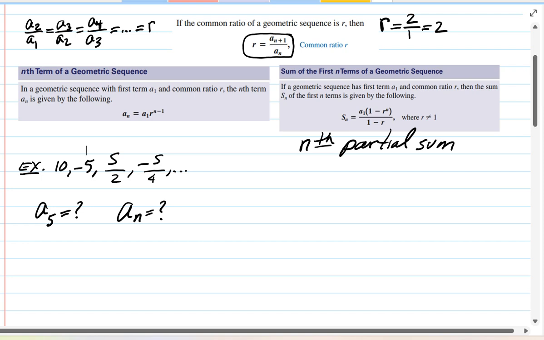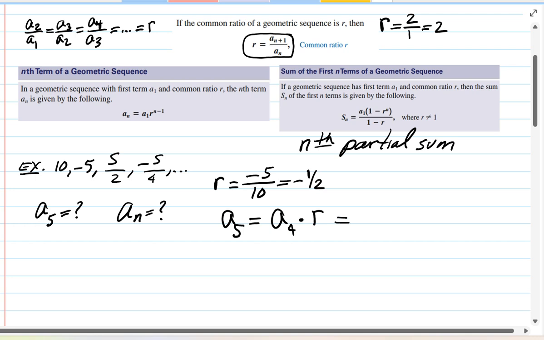So first, we need to find a common ratio. For the common ratio, divide the second term by the first term. So I get negative 1/2. You can divide any two back-to-back terms. It's easier to divide the integers. So there's your common ratio. So what is the fifth term going to be? The fifth term is when you multiply the fourth term by the common ratio.